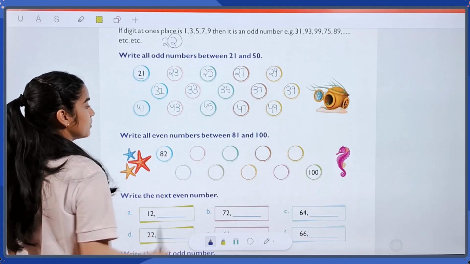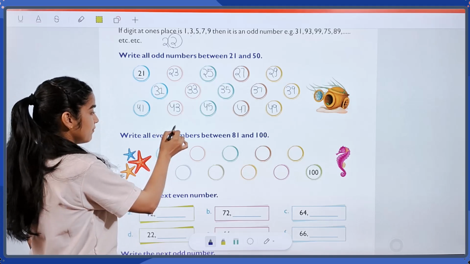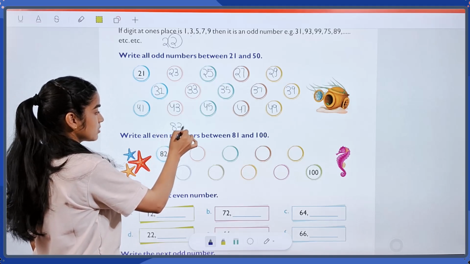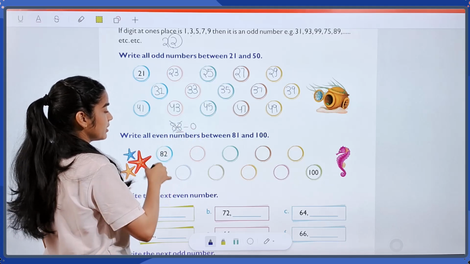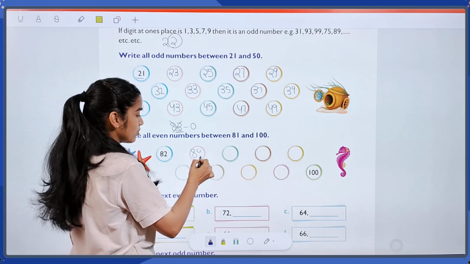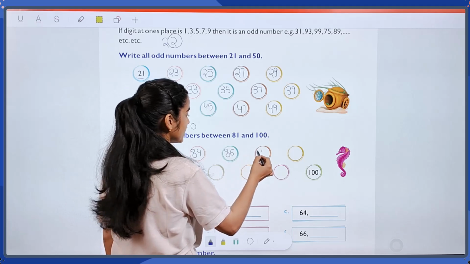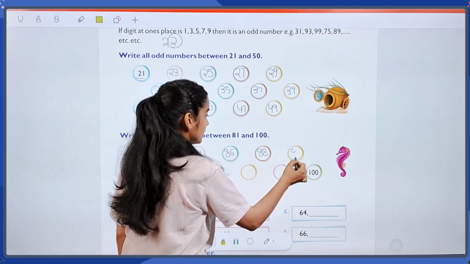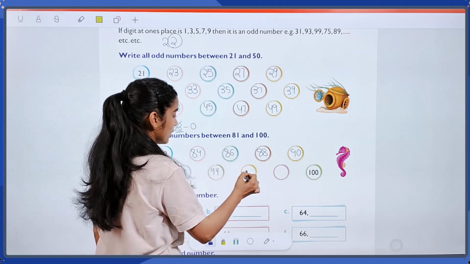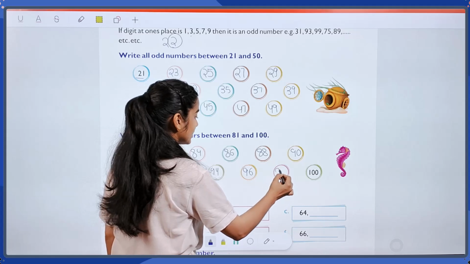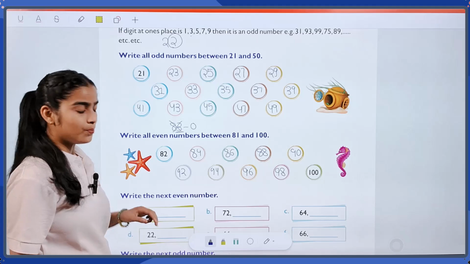Write all even numbers between 81 and 100. What comes after 82? 83. If we write 83, it belongs to the odd category, so we don't select it. We skip it and write the next number, which is 84. Skip the next number and write 86. After 86, 88. Then 90, 92, 94, 96, 98. So these are the even numbers you have between 81 and 100.